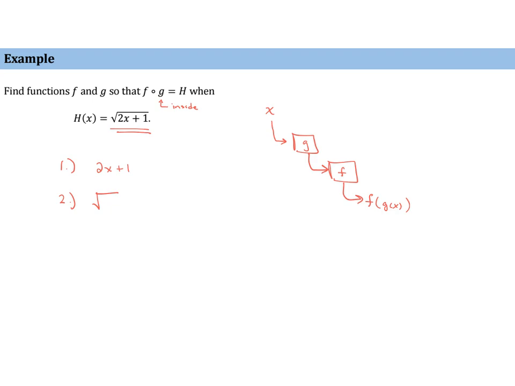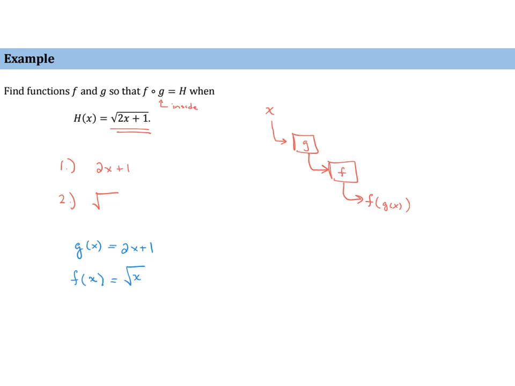So this means that g of x is 2x plus 1. It's what happens first to our input. Then f of x is the rule that takes the input and takes the square root of that. And so what we do is we simply take x and put that as our input.